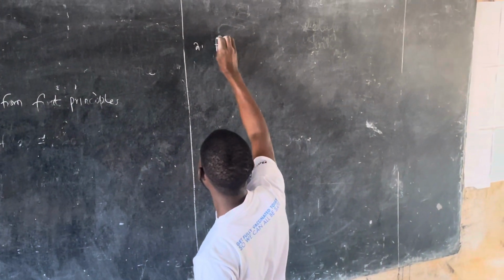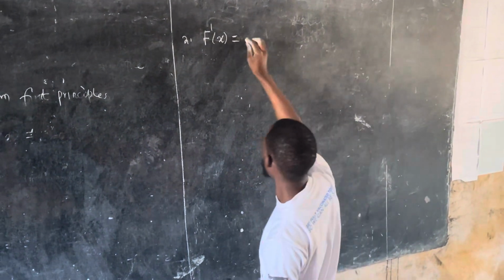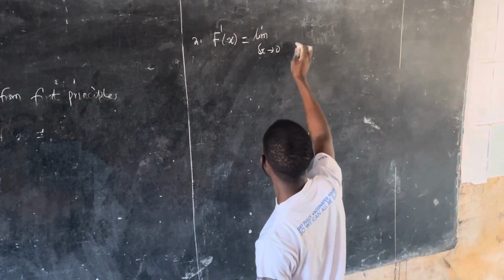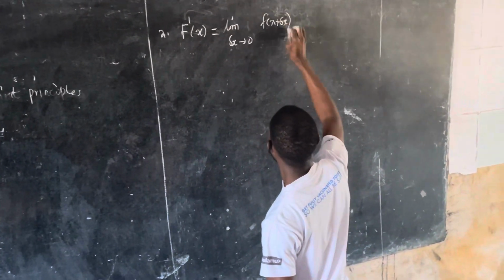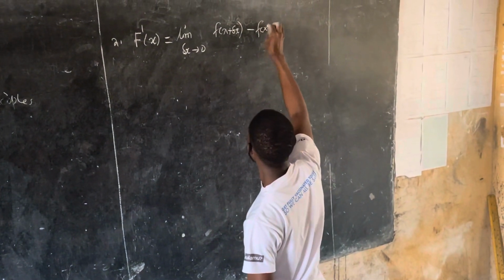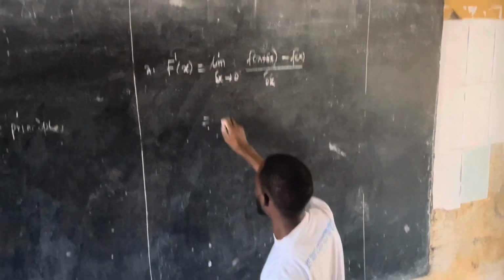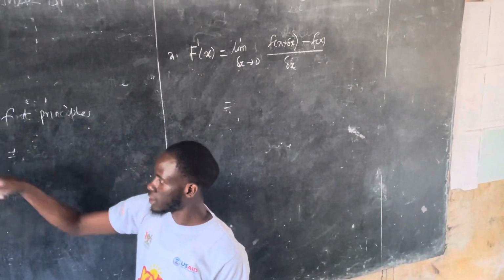Example 2, we are saying f prime of x is given by the limit as delta x tends to 0 of the function, then you subtract off the original function. We proved this one here earlier.